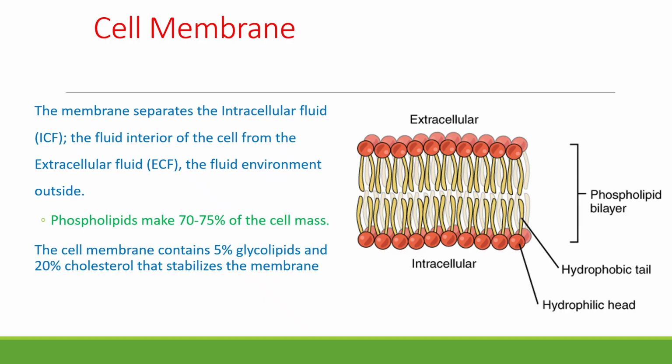So this cell membrane is what separates the inside world, the intracellular fluid, or the ICF, from the outside world, which is called the extracellular fluid, or the ECF. And so we have two layers with the heads that are hydrophilic, facing the watery world outside and the watery world inside, and then the tails in the middle. So if you look at that, it kind of looks like a balloon with two streamers. And so you got two layers of that. So phospholipids make up approximately 70 to 75% of the cell mass. The rest of the cell membrane is made of glycolipids and cholesterol.